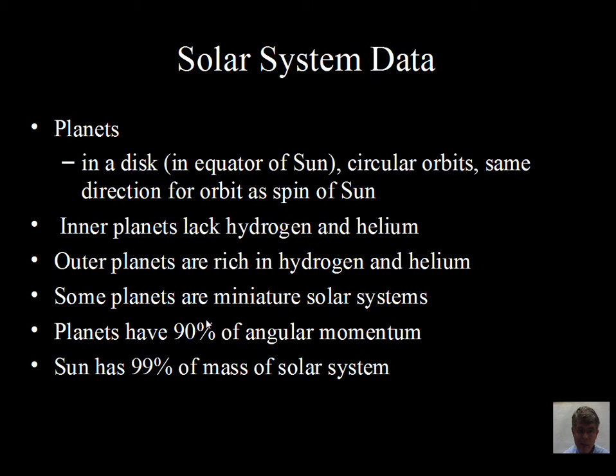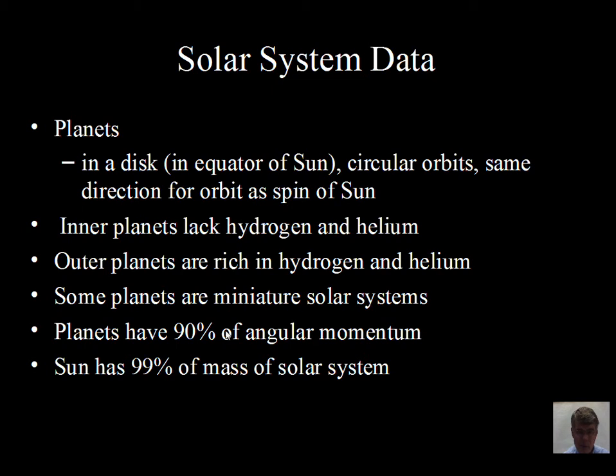The planets have 90% of the angular momentum of the solar system. This angular momentum is a quantity that sort of governs how fast an object spins. When an ice skater pulls in his or her arms, they spin faster. This is conservation of angular momentum. As mass is moved towards the axis of rotation, the object will spin faster. If the mass is away from the axis of rotation, it will spin more slowly.